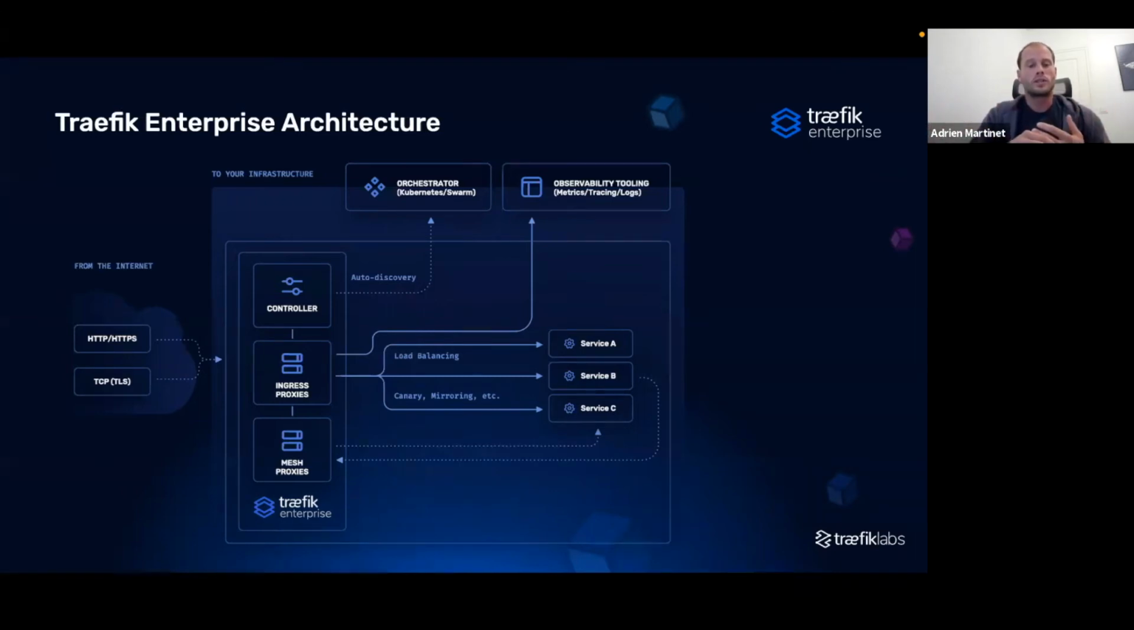So with this distributed architecture, we're able to have some distributed features such as distributed certificate management with Let's Encrypt, for example. We are also able to have distributed rate limiting. And as you can see on the screen, in the middle, you see load balancing, Canary, and mirroring. You can add some different load balancing methods in order to send the request to the backend. So that was, in a nutshell, the quick presentation of Traefik Enterprise.